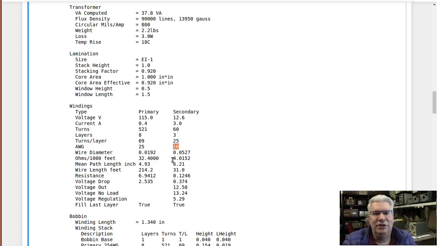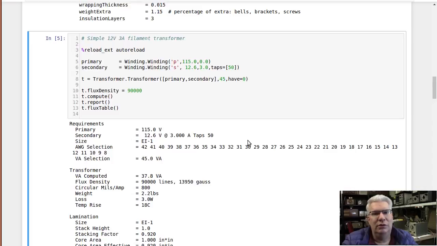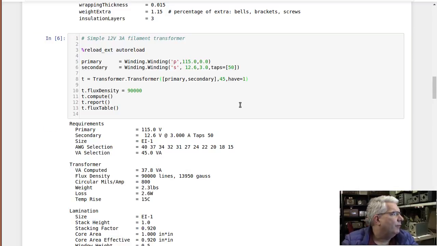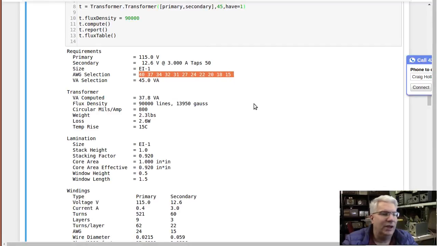I don't want all these gauges of wire hanging around because I'm not a transformer manufacturer, so I don't have all this. It's going to be expensive. When you buy magnet wire, you've got to buy by the pound, and it gets expensive when you do it that way. So this software has a provision for only choosing wire gauges that I have, and this last parameter in the transformer instantiator is called have. If you make have equal to 1, it's only going to pick from the wire gauges that I have. Okay, and you can see down here that in the requirements, it's forced to pick from these wire gauges.